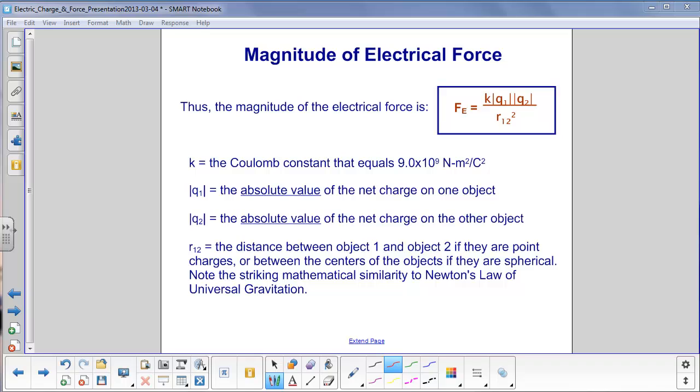Q1 and Q2, those are two charges that we want to measure the force between, and we use an absolute value sign. We just want the positive force here, and we'll get to that later. And r12, all that means is it's the distance between charges 1 and 2. And then the squared part is right up above that. K is 9 times 10 to the 9th newton meters squared per coulomb squared.